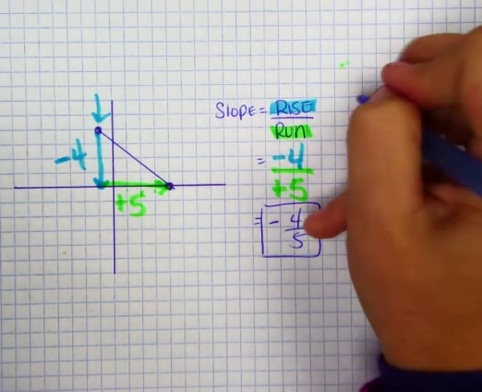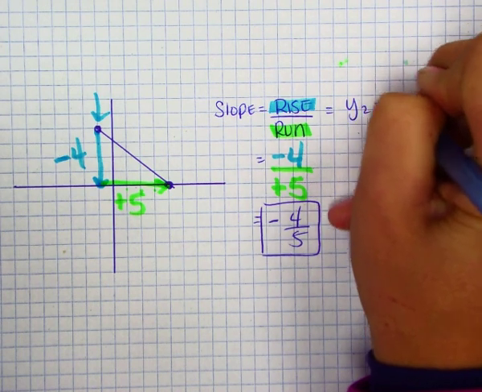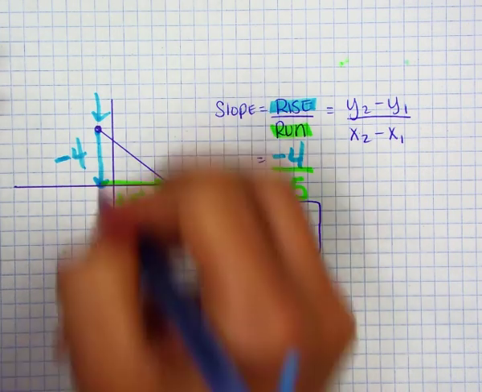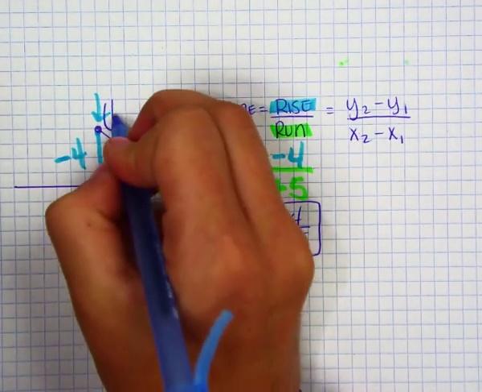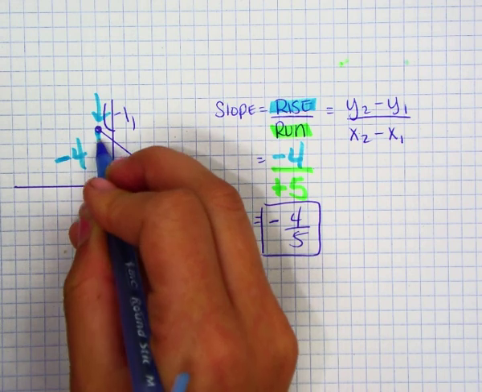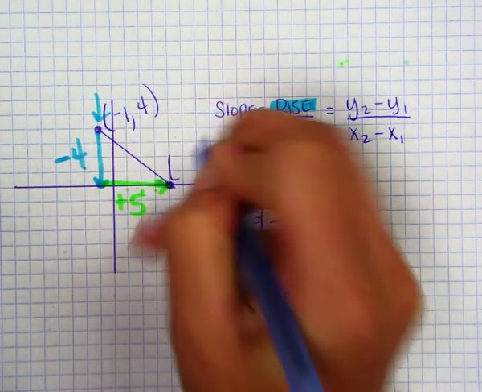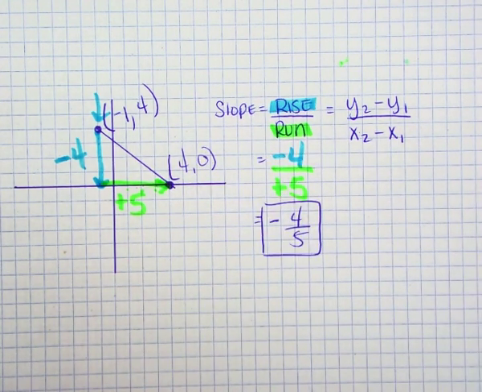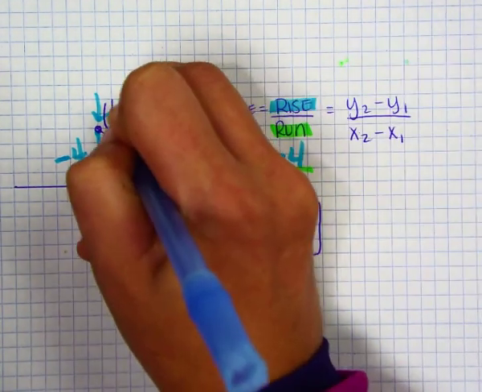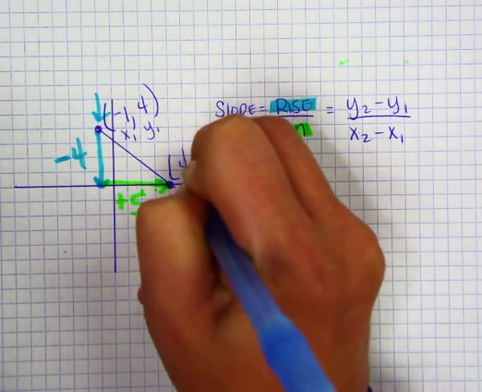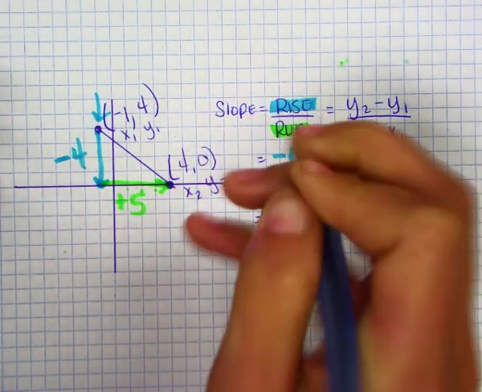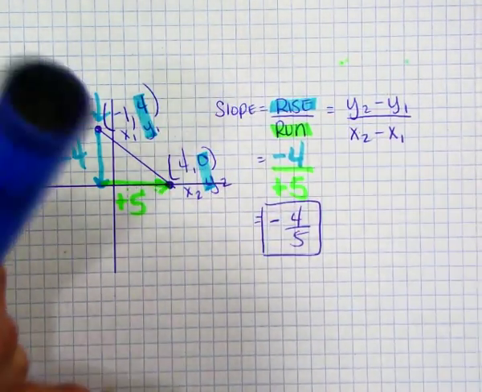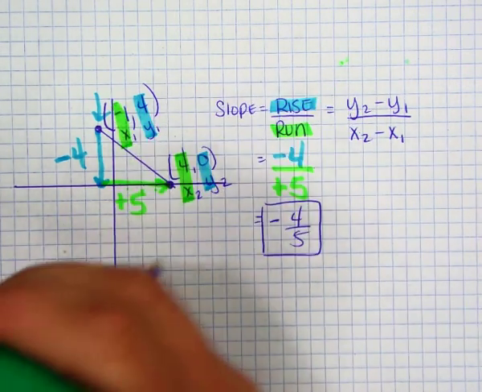If I wanted to use the slope formula, y2 minus y1 divided by x2 minus x1, the first thing I do is label each point. I'll label this point -1, 4. This point is, I'm going to go right 4 units, up or down 0. This will be x1, y1 because I feel like it, not for any other reason. Highlight my y coordinates blue because those are my rise values, and my x coordinates green.